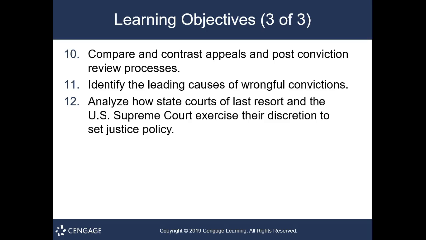All right, we're also going to compare and contrast appeals and post-conviction review processes. And then we're going to identify the leading causes of wrongful convictions. This is based on a number of cases where there have been findings of wrongful convictions. And we got a pretty good idea of what caused the wrongful convictions from those cases. And then we're going to analyze how state courts of last resort and the U.S. Supreme Court exercise their discretion to set justice policy.